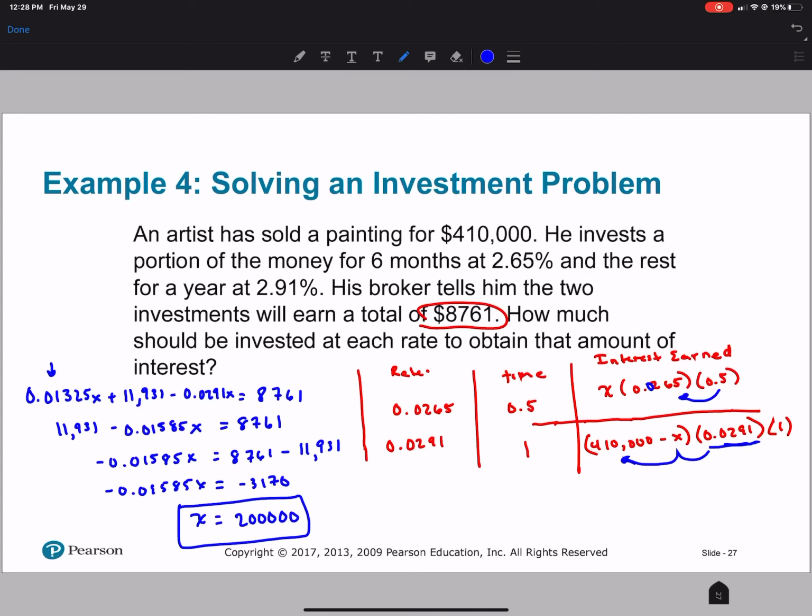So you got 3,170. Then you divide it by 0.01585. And you get $200,000. So this is the amount you should invest for the first investment, to get what you need so you can obtain the amount that you're trying to get.